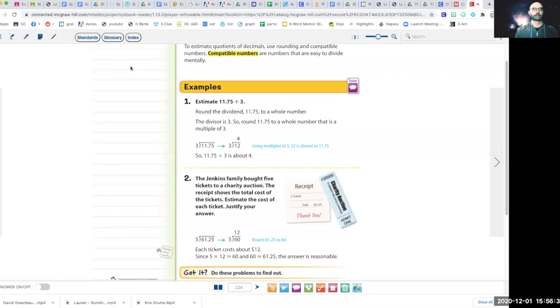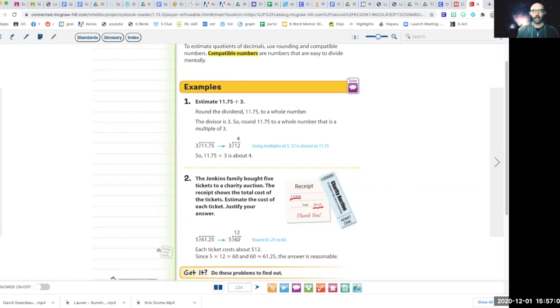On number 2 here, here's a word problem. The Jenkins family bought 5 tickets to a charity auction. The receipt shows a total cost of the tickets. Estimate the cost of each ticket, justify your answer. So we have 5 tickets that cost $61.25. So you would write it the way they did here, $61.25 divided by 5.